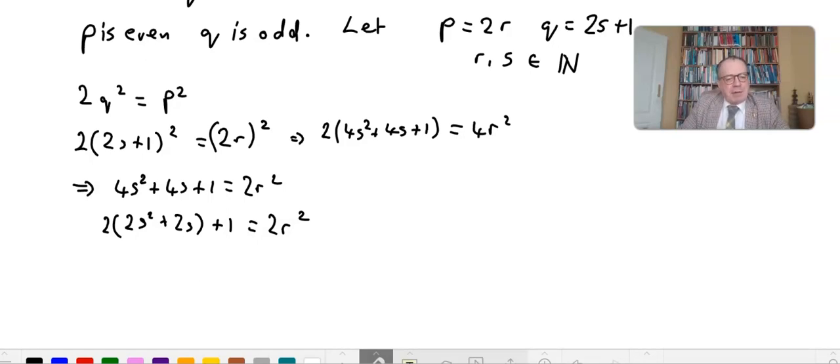s is a member of the natural numbers, so that 2s squared plus 2s is a member of the natural numbers. And so on the left-hand side, I've got 2 times an integer plus 1, which must be an odd integer, and that has to be equal to an even integer, 2r squared, if the square root of 2 is to be rational. And so we show by contradiction, an even-odd contradiction, that the square root of 2 is in fact irrational.